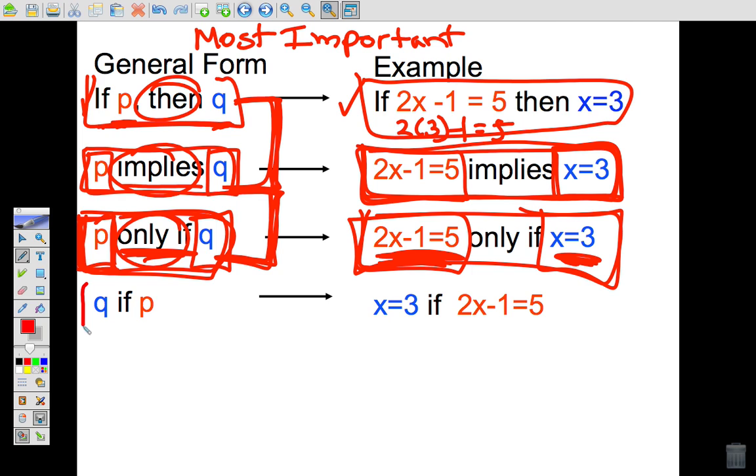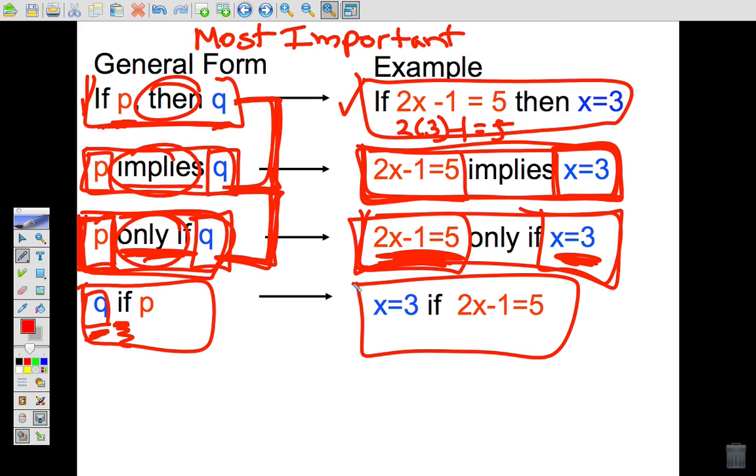Now, there's another way we can write a conditional in a final way, and it's using just the word if. Now notice if we use just the word if, the conclusion is written first, as I did here.